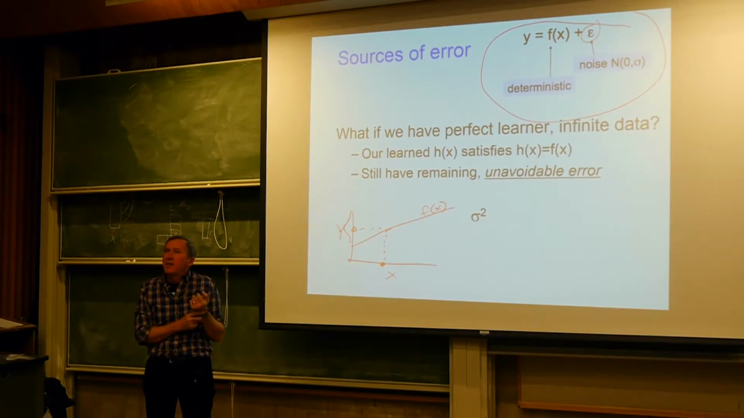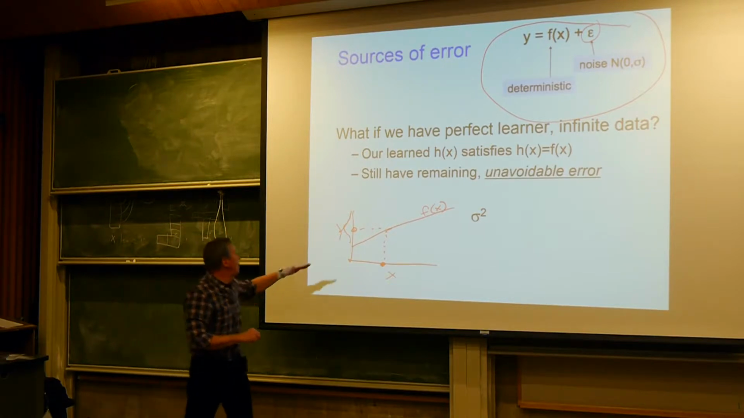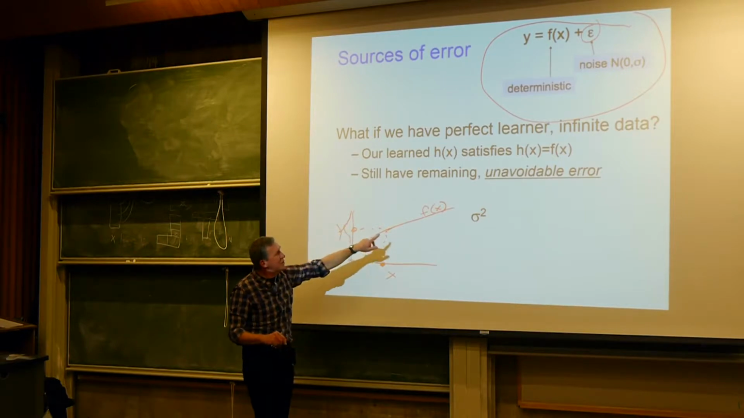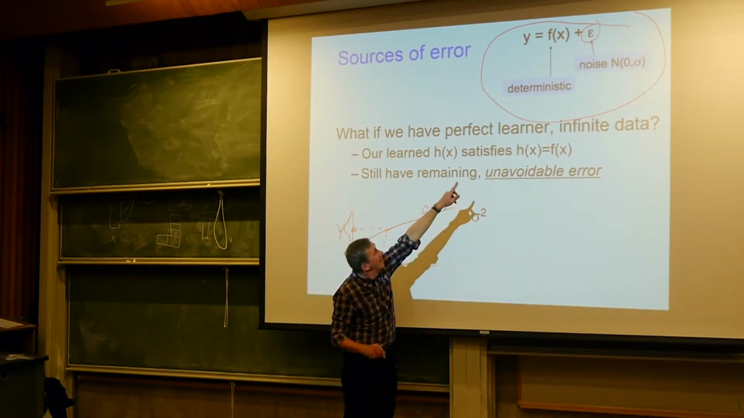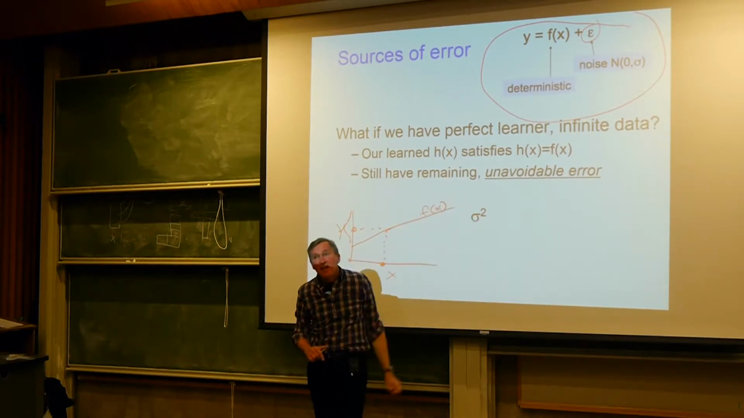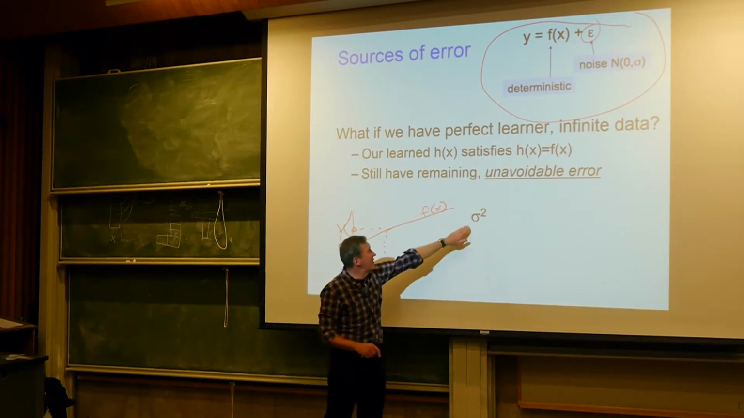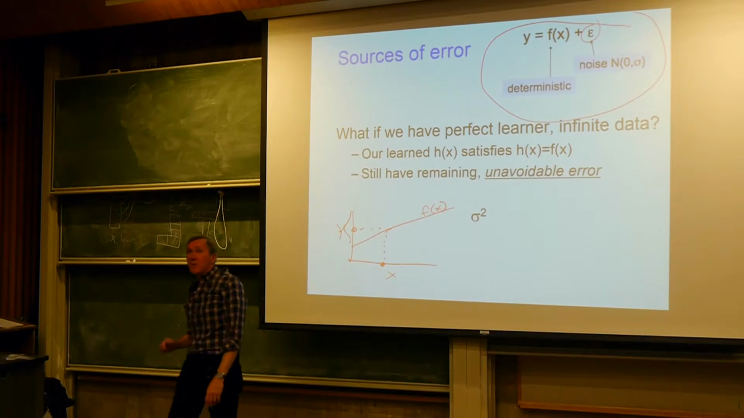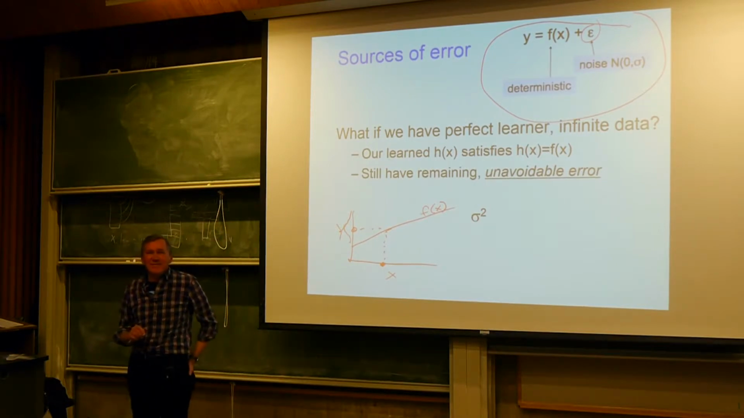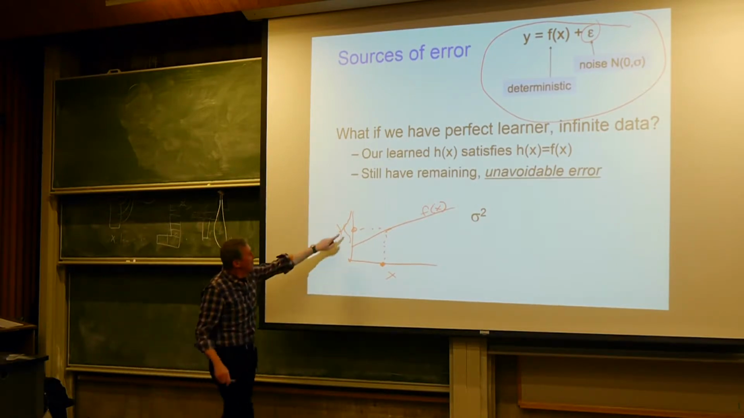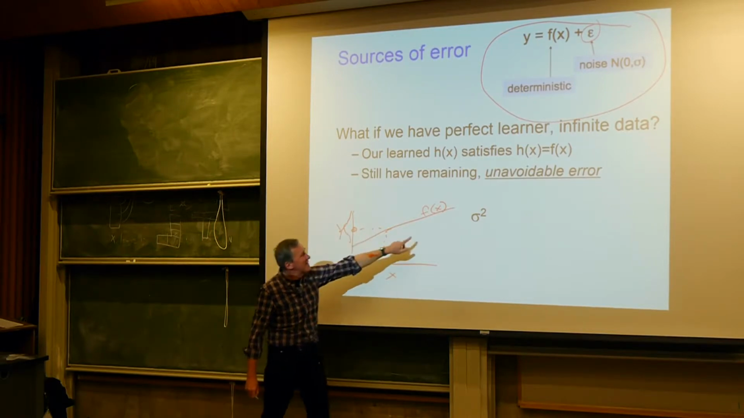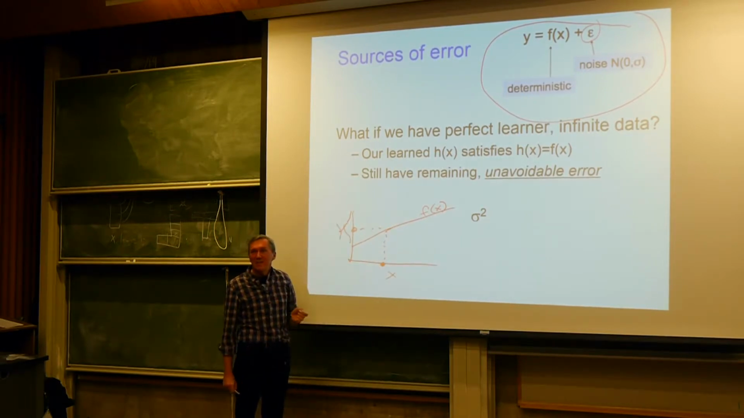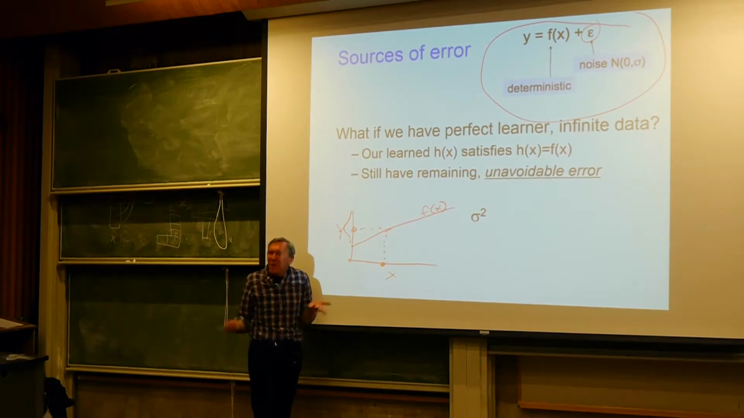If I have a perfect W0, W1 that perfectly model f of x, but my y's are observed with Gaussian noise with standard deviation sigma and therefore variance sigma squared? Sigma squared. Right, so my squared error will be just sigma squared. It's the variance of this distribution. So you see what I mean by unavoidable?